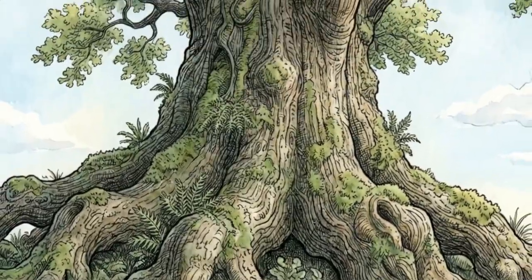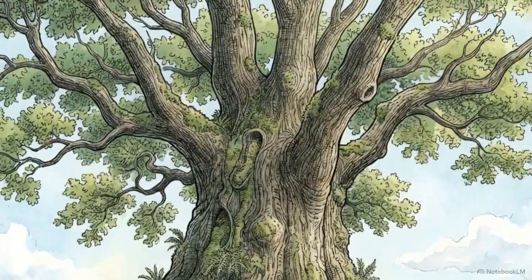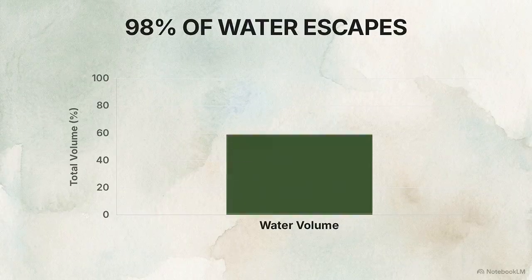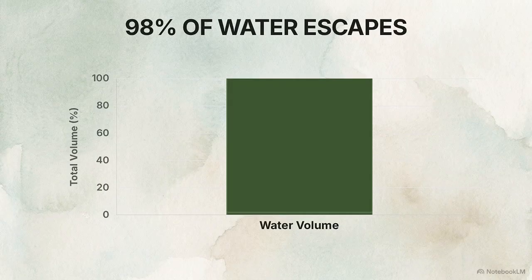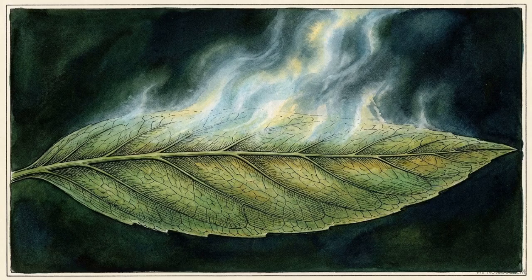Think about the sheer mechanical effort required to pull water from deep underground all the way upward to the canopy of a massive tree. This diagram shows a plant's water budget. Despite the tremendous energy spent drawing that water out of the soil, the plant retains and utilizes less than 2% of it. The other 98% simply escapes. All of that excess water is ejected directly out of the leaves and into the surrounding atmosphere as water vapor.